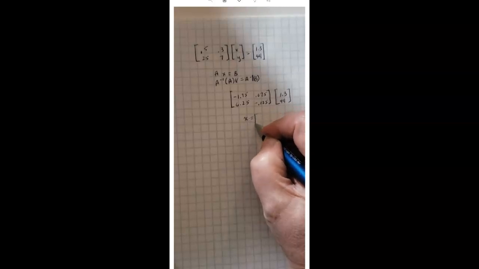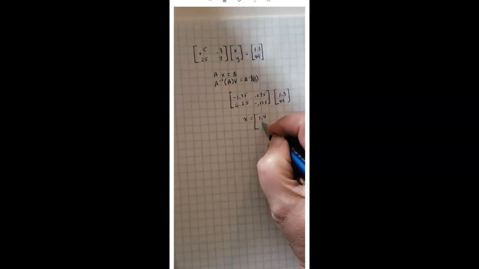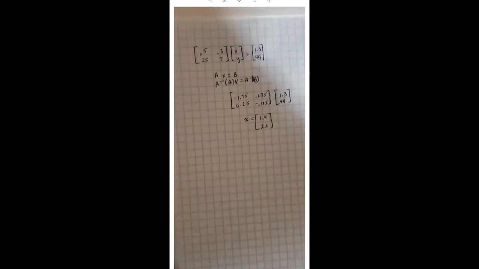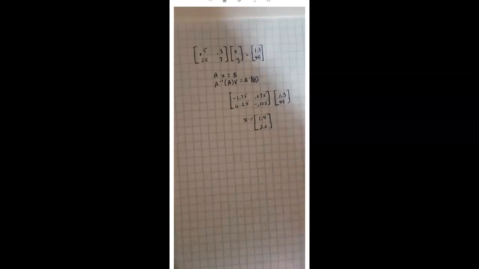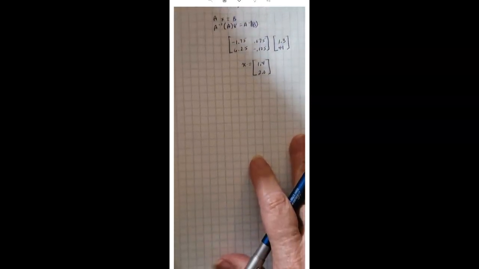X, the matrix X, is equal to 1.4 and 2.0. And that gives me the variables for X and Y. So X would be 1.4 and Y would be 2.0. Okay, so you need to remember the inverse matrix function in order to deal with our topic for today.